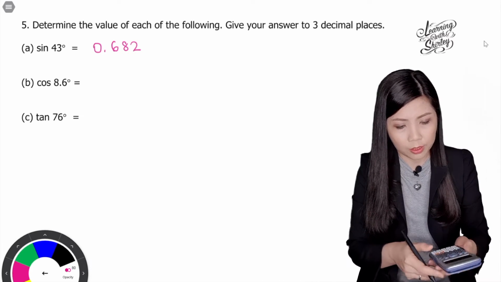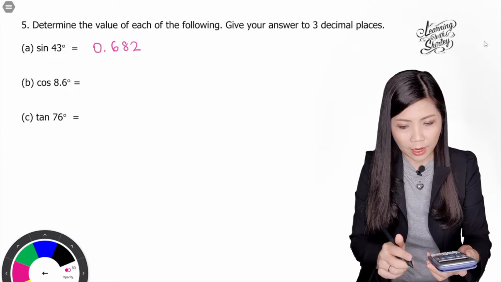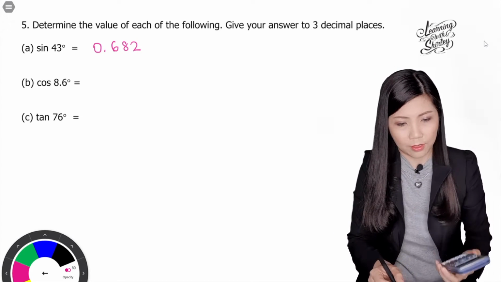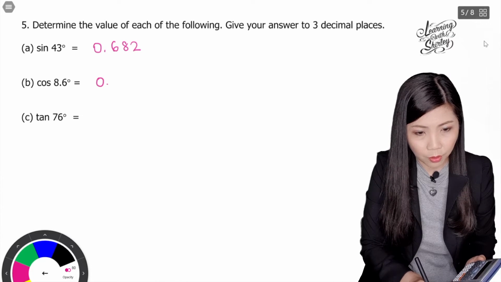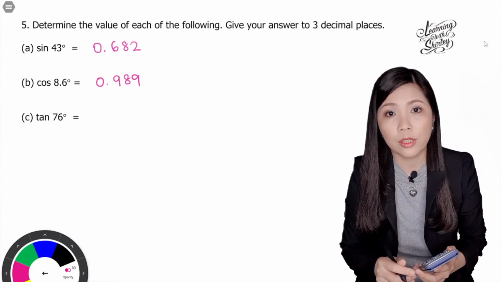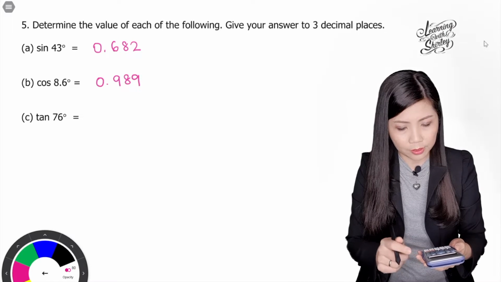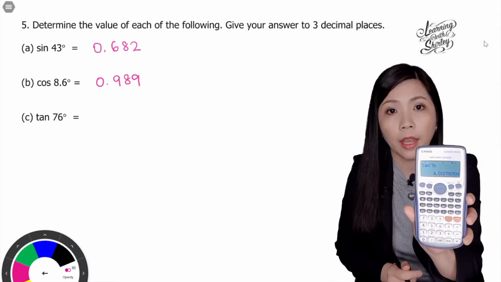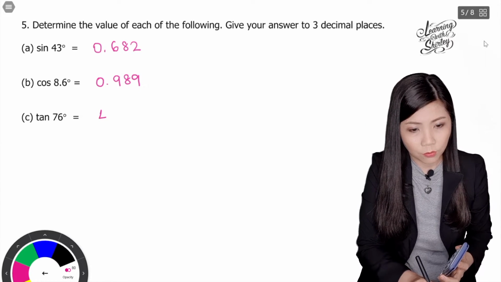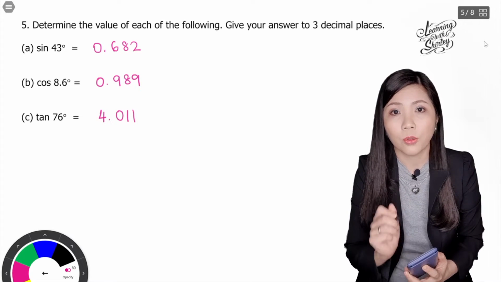Next will be cos 8.6. I'm going to press cos 8.6, which equals 0.989 when we round off to 3 decimal places. So I'm going to write here 0.989. Next will be tangent 76. So tangent 76 equals 4.011, rounded off to 3 decimal places. So 4.011. That's the answer.